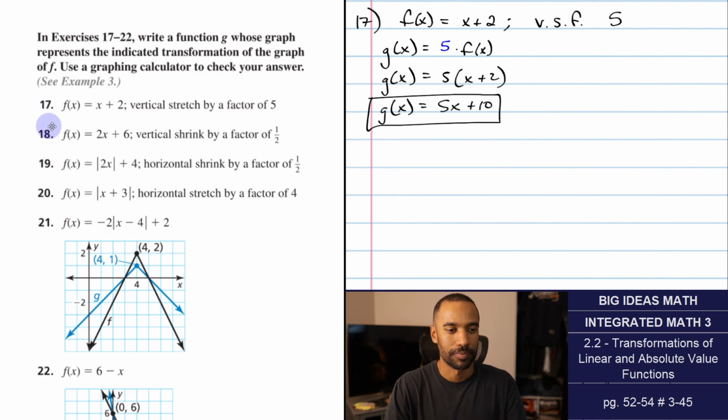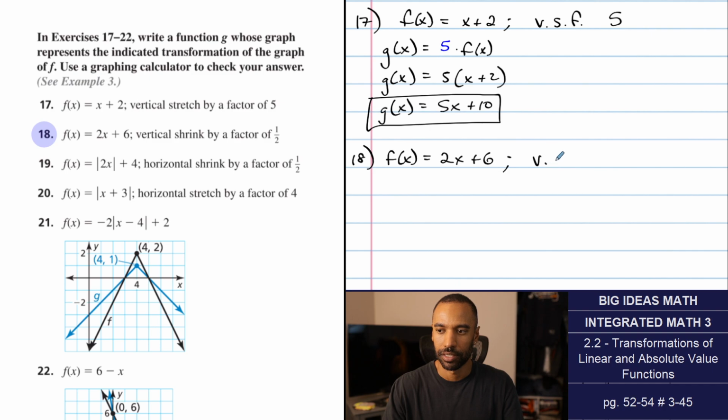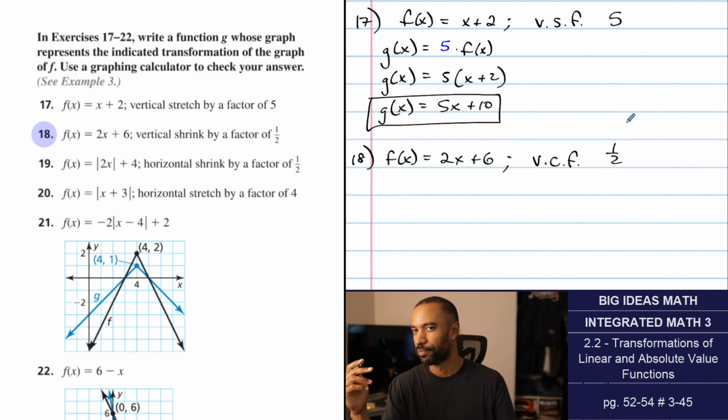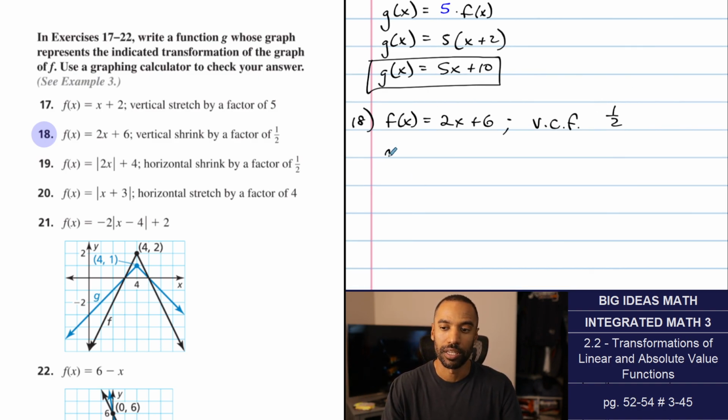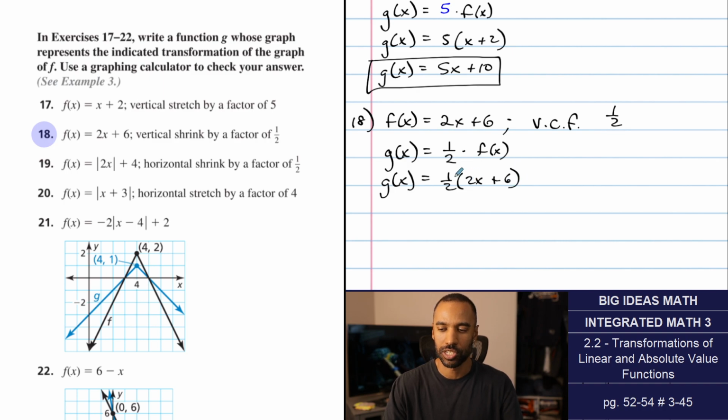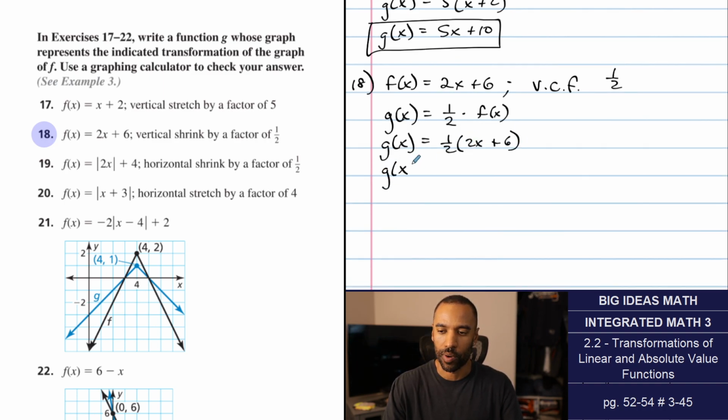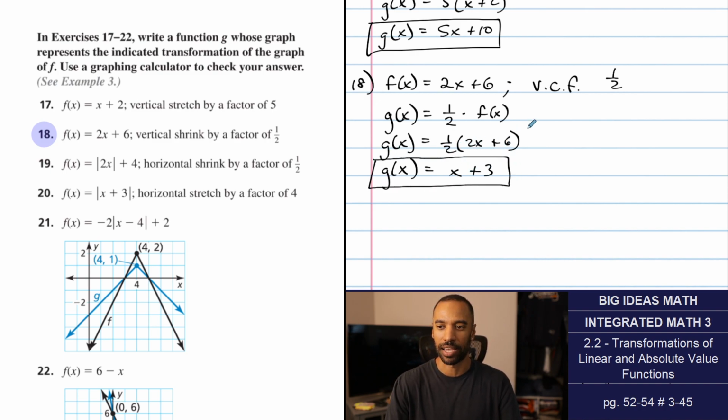Number 18. f of x equals 2x plus 6. Vertical shrink. I'll put compression factor. Vertical compression by a factor of 1/2. The 1/2 gives it away. That's what I'm doing anyway, but it's vertical, and vertical is different from horizontal, right? It matters in how you do that. So we're going to take 1/2 of that f of x, which means we're going to take half of 2x and half of 6, which means divide them by 2. So distribute the 1/2. Half of 2x is 1x. Half of 6 is 3. g of x equals x plus 3.